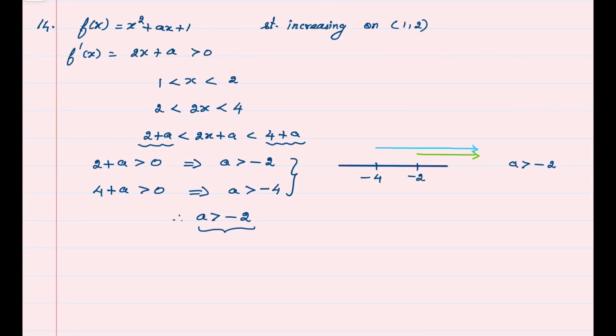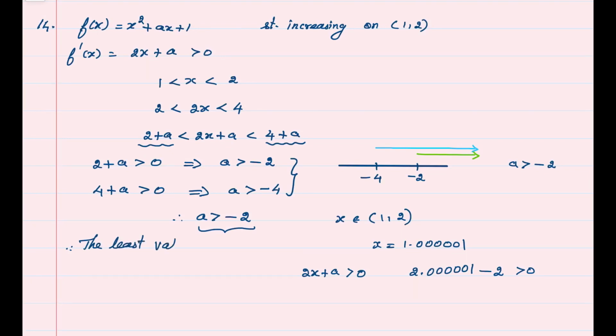How come we are saying that the least value should be minus 2? We know that x belongs to the open interval 1, 2. Here x cannot take the value 1. Let us take x as 1.000001. F dash of x is 2x plus a and it should be greater than 0. 2 times this x value will be 2.000001, and if we take a as minus 2, this difference is going to be positive. Even if we take minus 1, the difference will be positive, but we have to find the least value of a. Therefore, the least value of a is equal to minus 2.